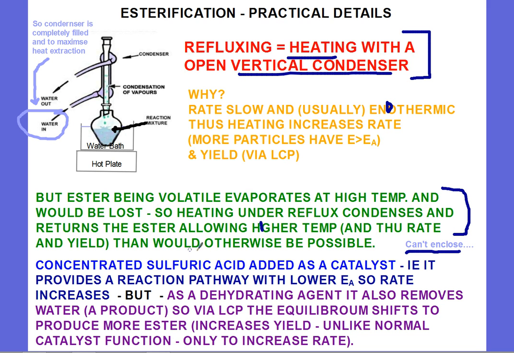We also use concentrated sulfuric acid as a catalyst. It's a catalyst because it provides an alternative reaction pathway with lower activation energy, so the rate increases, but also it's a dehydrating agent. It removes the water. So via Le Chatelier's principle, equilibrium shifts to the right to produce more ester, and therefore increases the yield, which is unlike most catalysts, which don't affect the yield at all.